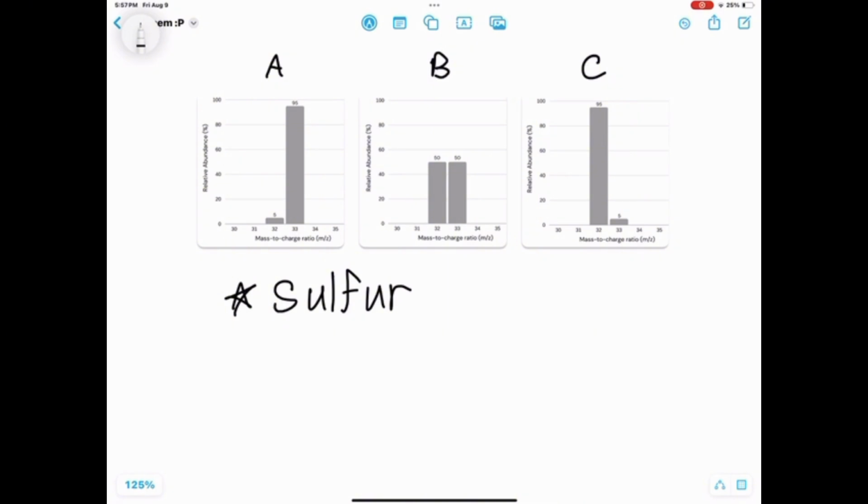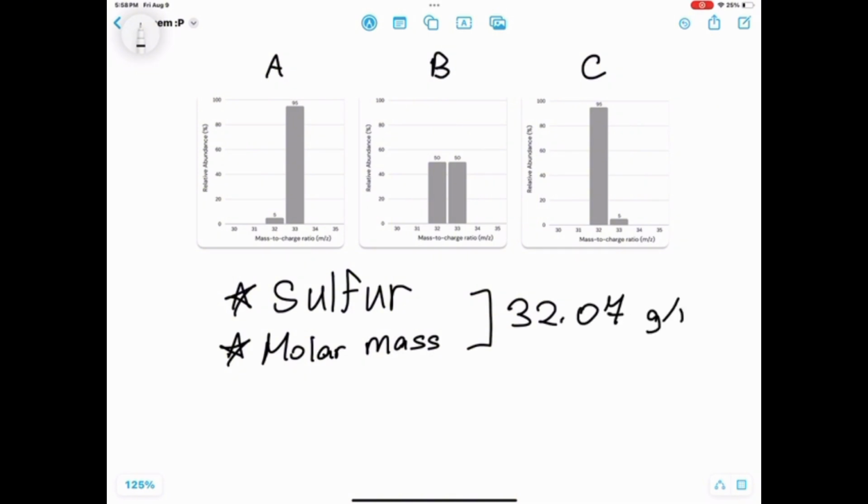Question 2 asks about the mass spectra of sulfur. Recall that the ultimate goal of mass spectrometry in this context is to find the molar mass of an element. This means that the first thing you're going to do is find the molar mass of sulfur. Looking at the periodic table, you will see that it's 32.07 grams per mole.